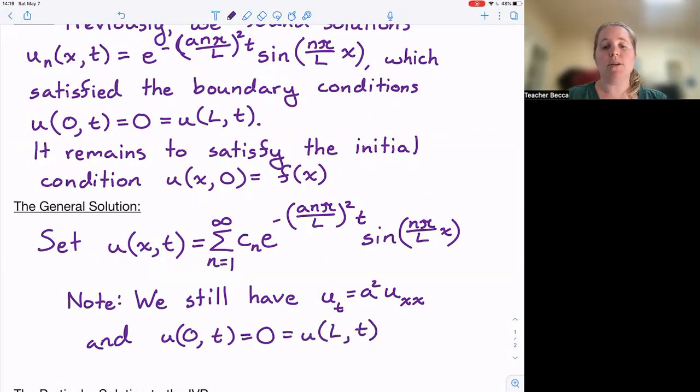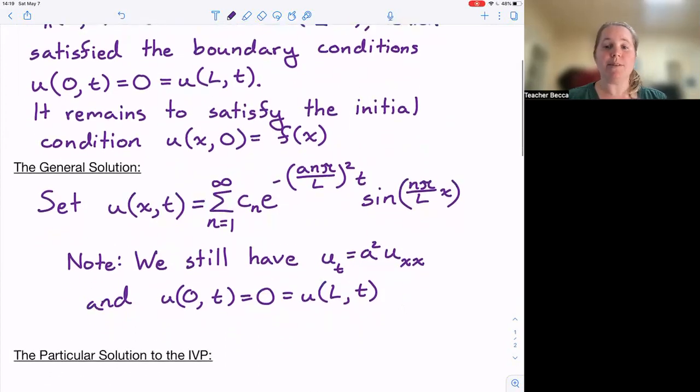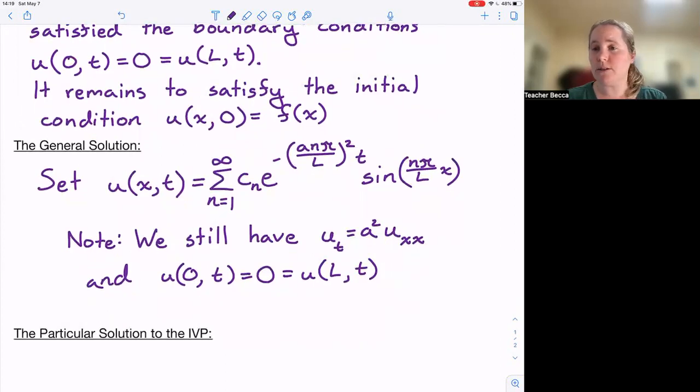So any linear combination, when we plug in x equals 0, we will still have 0 since sine of 0 is 0. When we plug in L, sine of n pi is 0. And so the sum will still wind up being 0. And the linear combination will satisfy this differential equation since it's homogeneous.